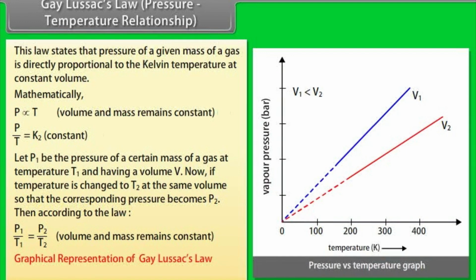Graphical representation of Gay-Lussac's law. Each line of this graph is called an isochore. Avogadro's law.